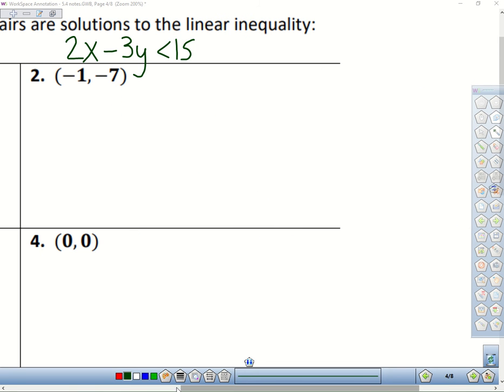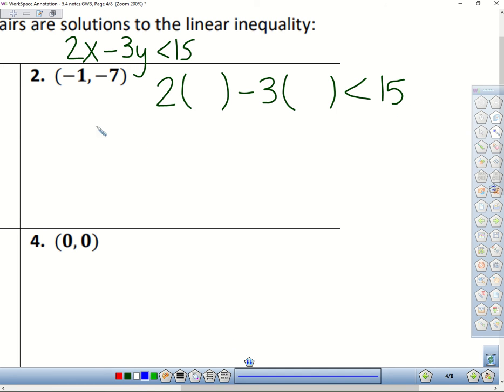So we're going to take this equation and we're going to plug in the points. So you're going to rewrite the equation, but you're going to leave x and y blank. Now, which one of these is x? -1 or -7? -1. Good. And which one is y? -6. Good, thank you. So we're going to plug in for x, we're going to plug in for y, and then we are going to simplify.